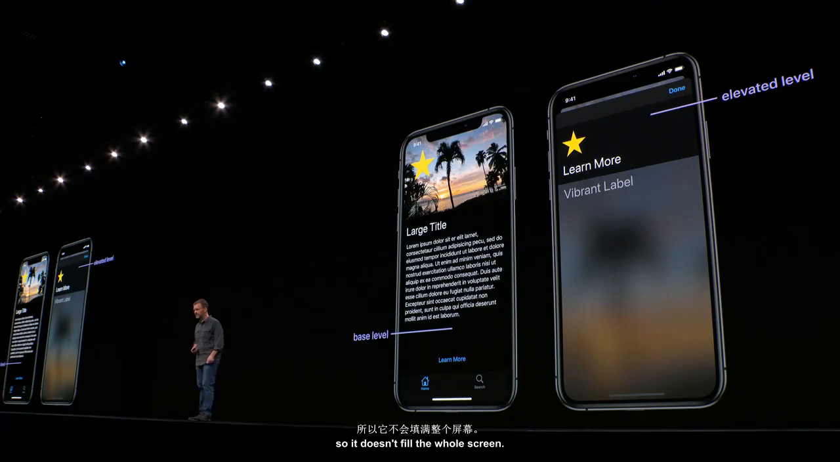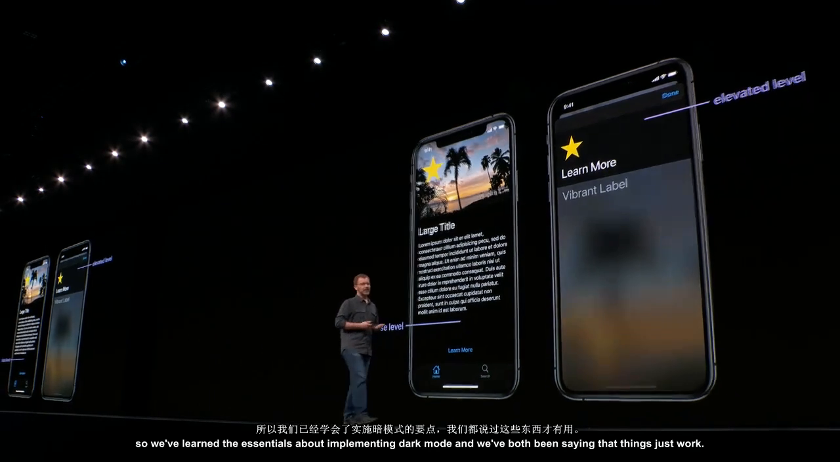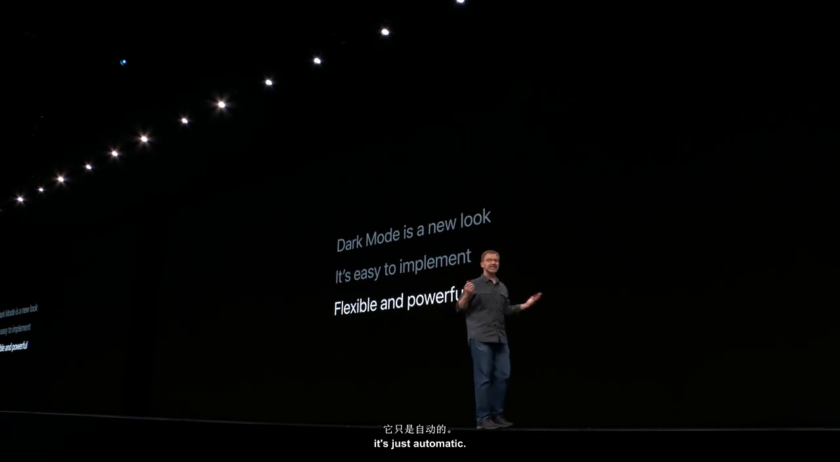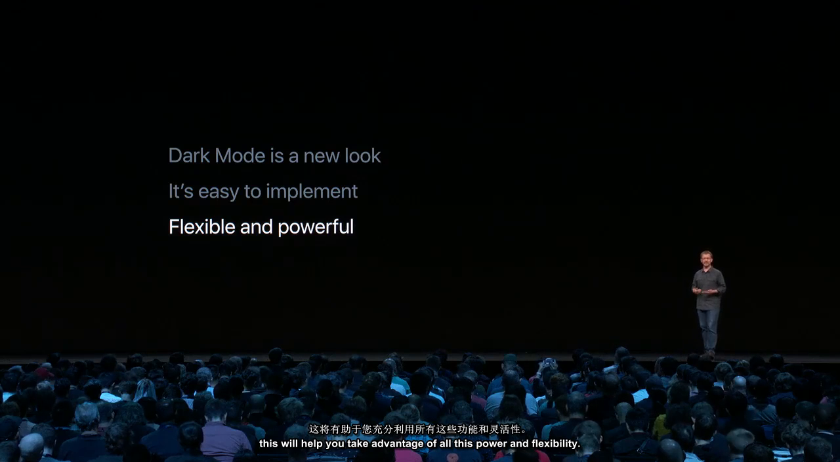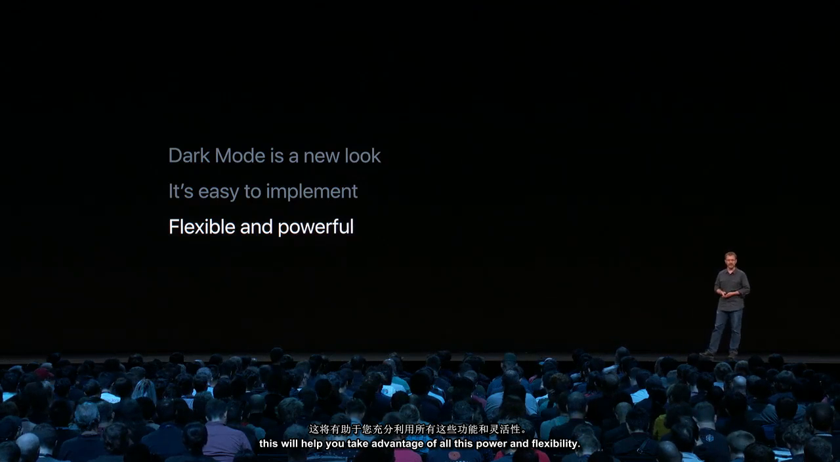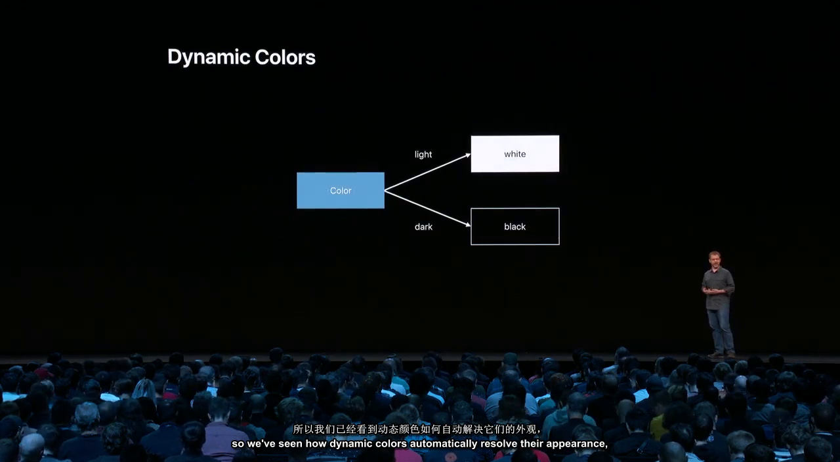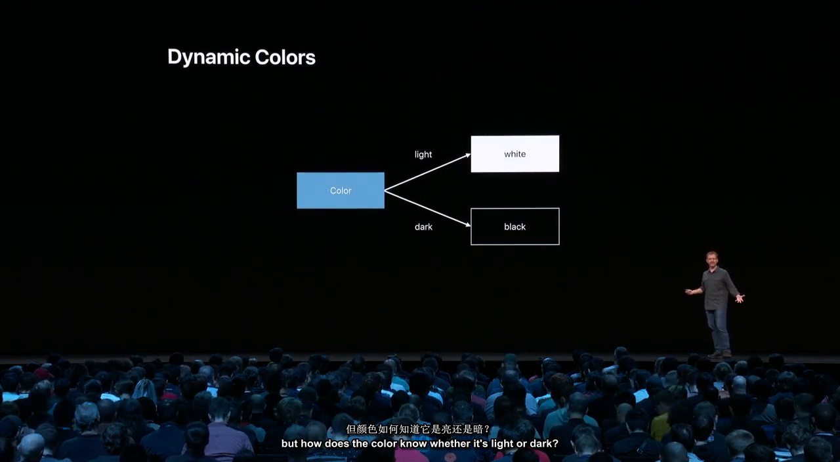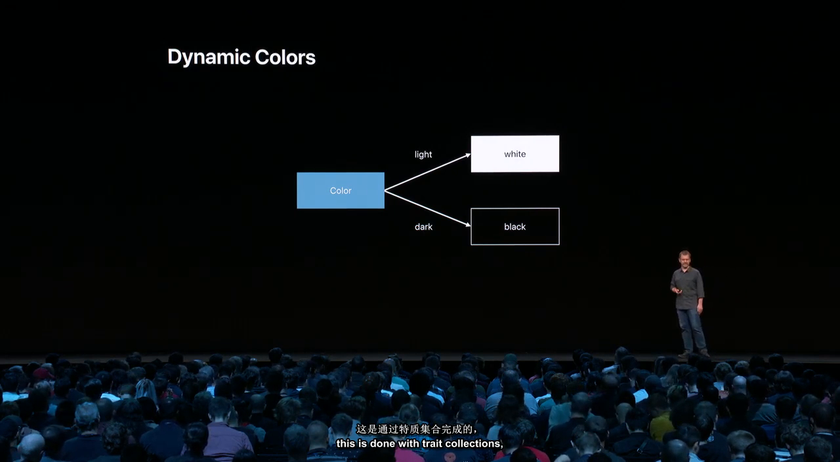So we've learned the essentials about implementing dark mode. And we've both been saying that things just work. It's just automatic. So let's dive deeper into how dynamic colors and images work. And this will help you take advantage of all this power and flexibility. So we've seen how dynamic colors automatically resolve their appearance, but how does the color know whether it's light or dark? This is done with trait collections.